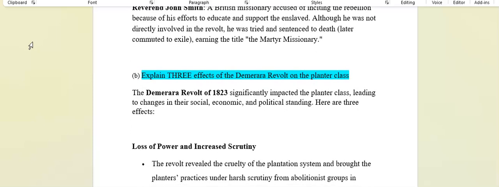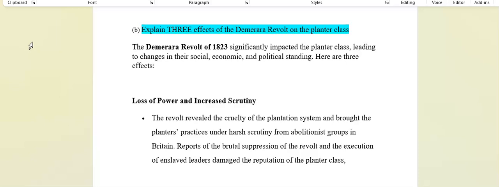Our next question is, explain three effects of the Demerara Revolt on the planter class. Now, the revolt of 1823 significantly impacted the planter class, leading to changes in their social, economic, and political standing. Now, here are the three effects of the Demerara Revolt on the planter class. The first is loss of power and increased scrutiny. Now, the Demerara Revolt in 1823 revealed the cruelty of the plantation system. It brought the planters' practices under harsh scrutiny from abolitionist groups in Britain.